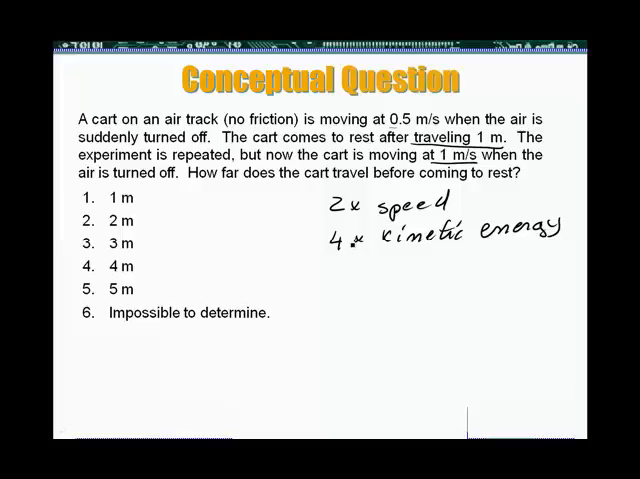Now, why is it 4 times the kinetic energy? Because kinetic energy is 1/2 of mv squared. If I double the speed, that's 2v squared, so it's 4v squared. So that's where the 4 comes from. Now, this is the key point here. If I have 4 times the kinetic energy, that means the mechanical energy is 4 times as big.